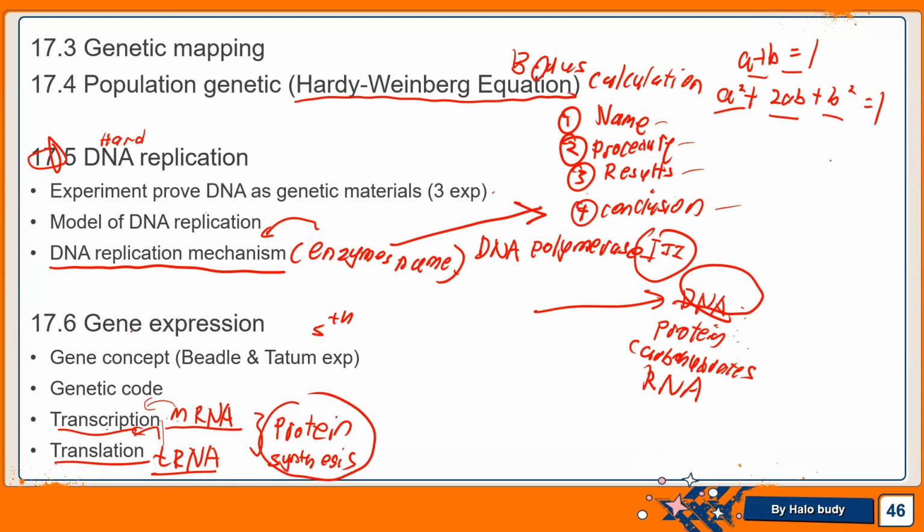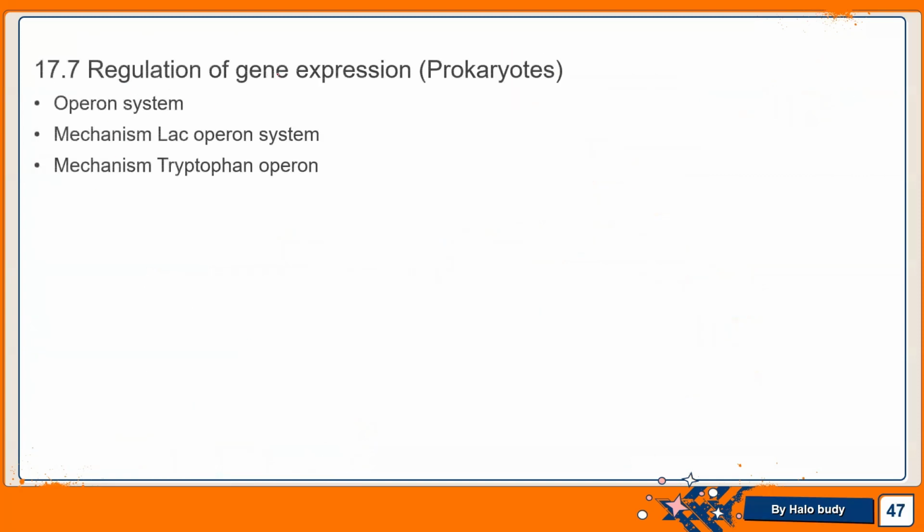Okay, so these are the fifth and sixth topics. Next one is about the regulation of gene expression. Now you have to learn regulation, but for your syllabus, you just learn prokaryote only. You do not learn eukaryote. Prokaryote, lah, bacteria. Bacteria is one type of prokaryote, but you do not learn eukaryote, like human and plant.